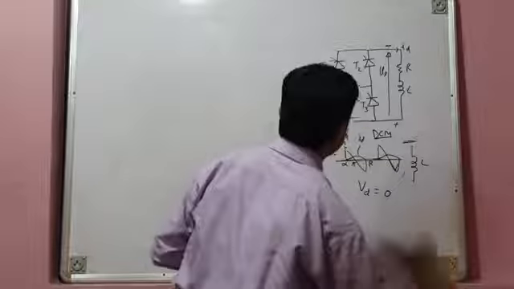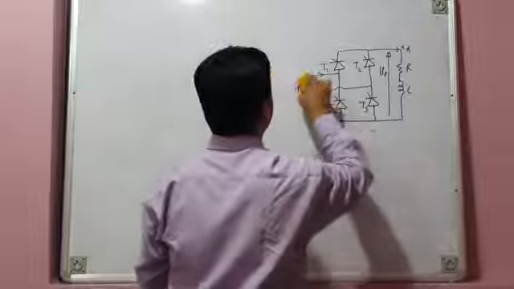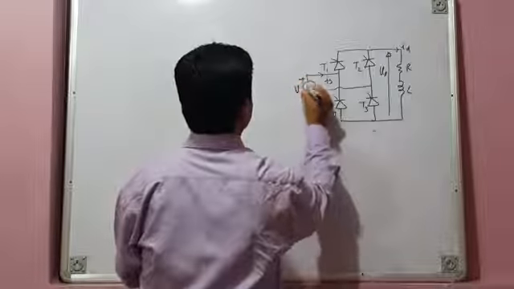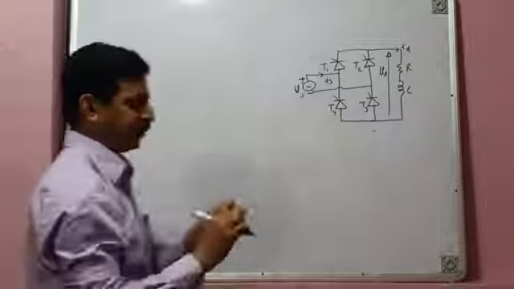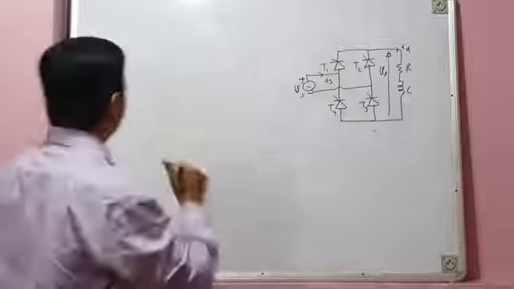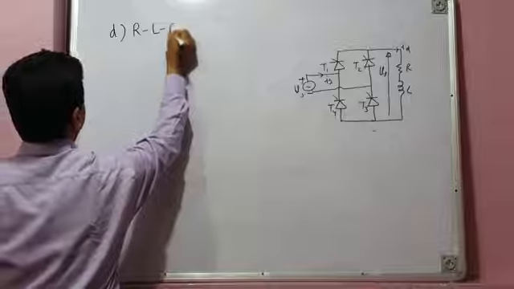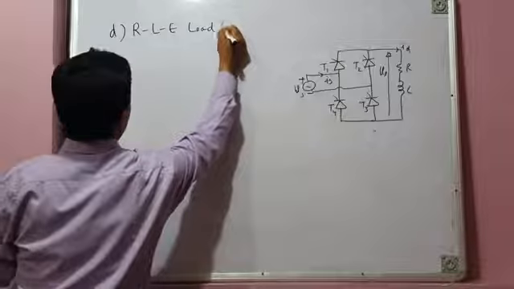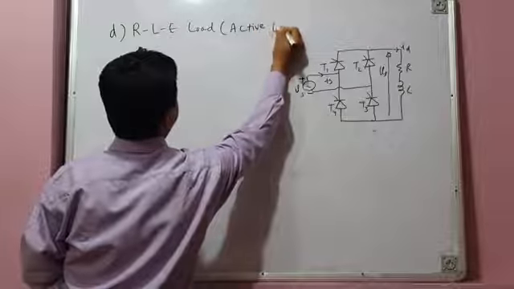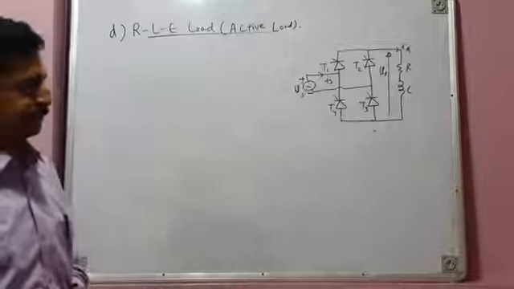Now let us discuss the operation of a single phase full converter for the fourth type of load category, that is RLE load. First we discussed purely resistive load, second purely inductive load, then RL load, and the fourth load category is active load, that is RLE load. RLE load is an active load. The example may be a DC motor or a battery. So your load may be a DC motor or a battery.